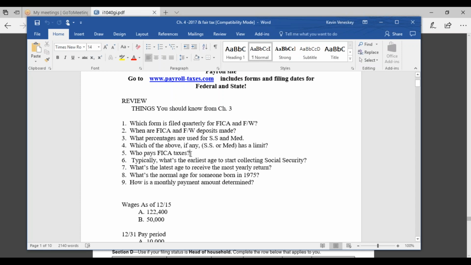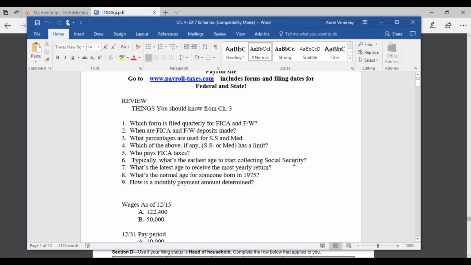Who pays FICA taxes? Remember, this is both the employer and the employee. They both pay identical amounts. So if the employee pays $10, the employer has to kick in $10. So together the employer will have to pay $20 to the IRS.